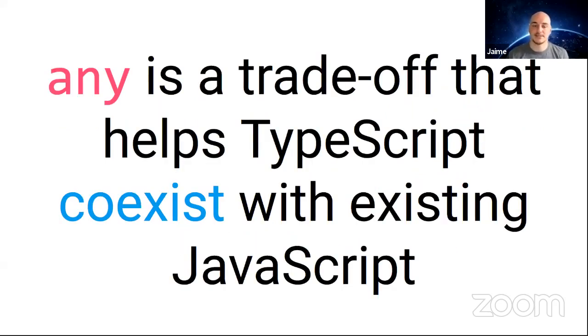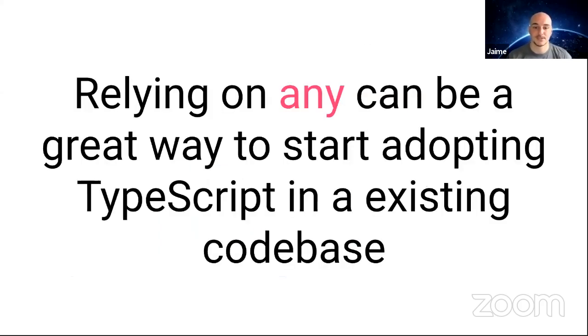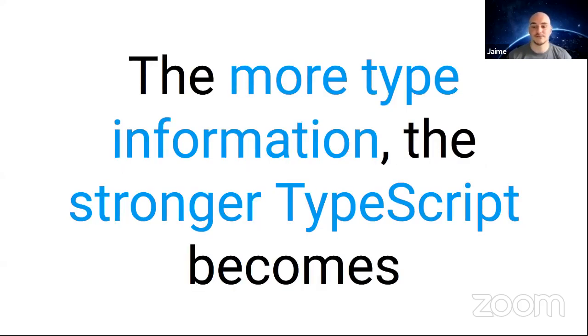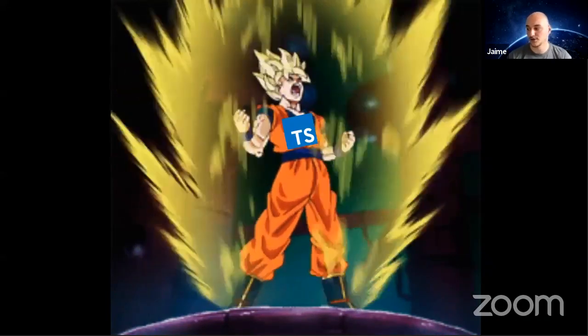And this is where any helps TypeScript coexist with JavaScript. And this is where we get into gradual typing. You can have a web application that is partly typed and partly untyped, and you can improve type definitions over time. And it's something that makes TypeScript very easy to adopt and improve over time. So relying on any can be a great way to start adopting TypeScript in an existing code base. But to get the most out of TypeScript, you need to be explicit with your types. So the more information that you give TypeScript, the stronger TypeScript becomes. Here we have TypeScript becoming super strong.